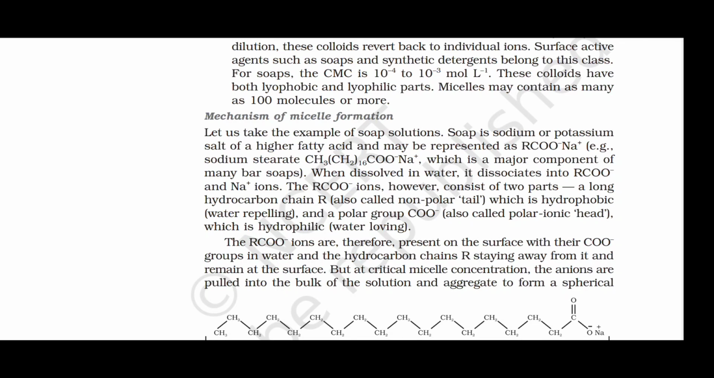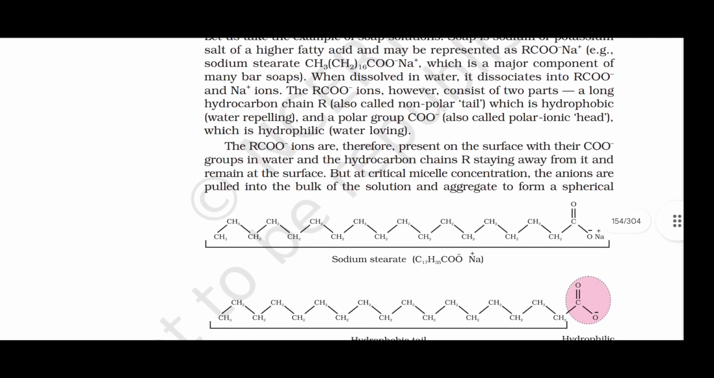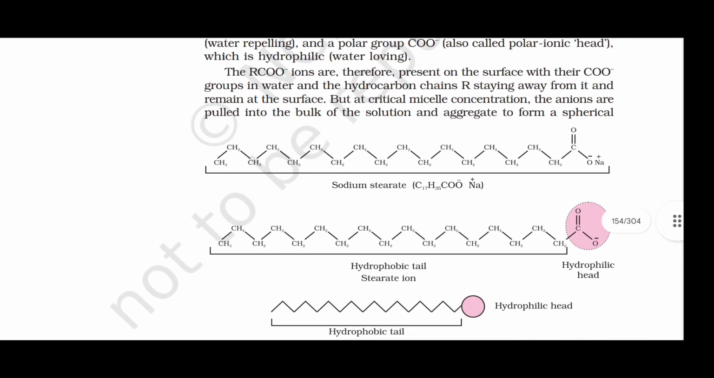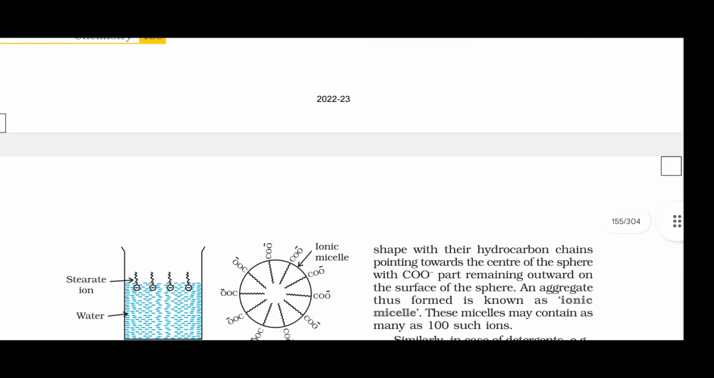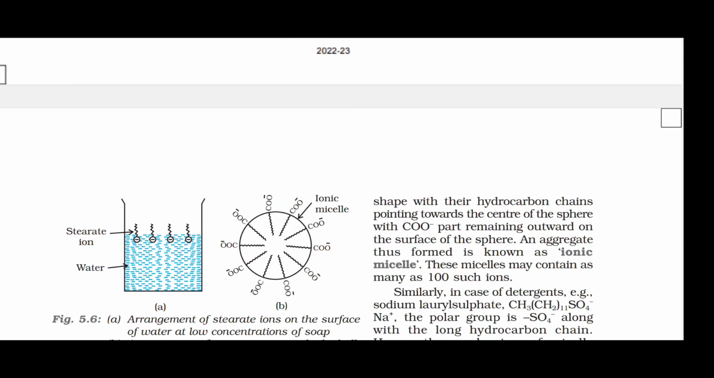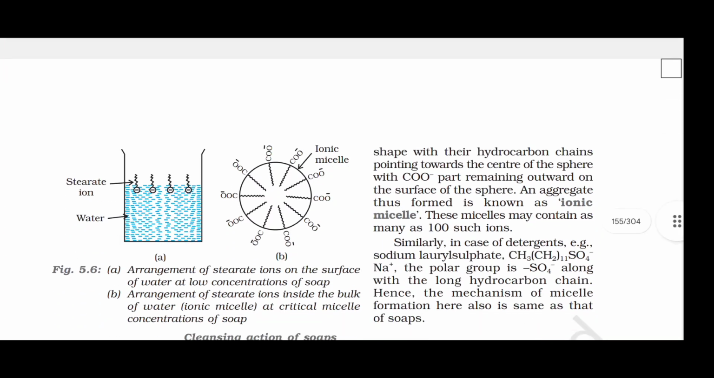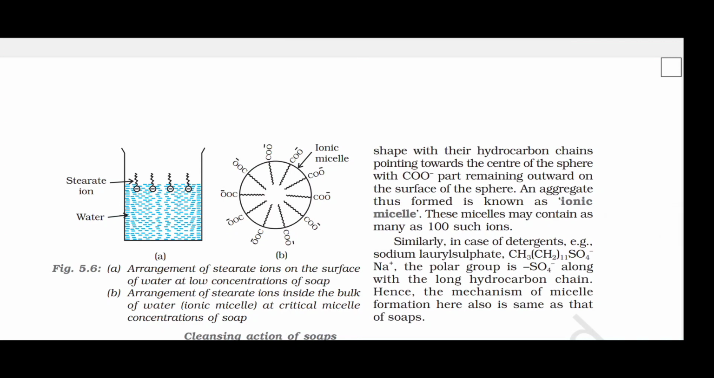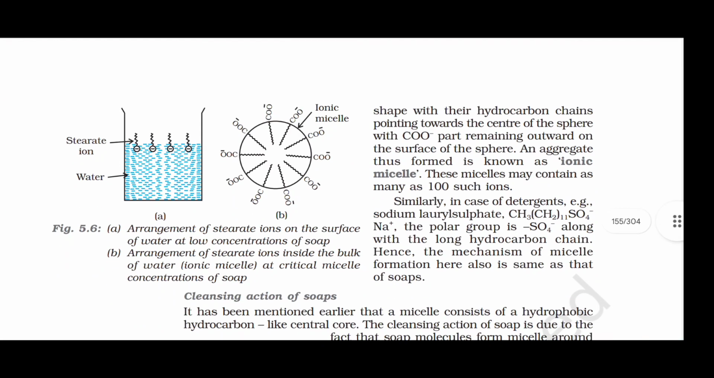But at critical micelle concentration, the anions are pulled into the bulk of the solution and aggregate to form a spherical shape with their hydrocarbon chains pointing towards the center of the sphere, with COO minus part remaining outward on the surface of the sphere. An aggregate thus formed is known as ionic micelle. These micelles may contain as many as 100 such ions.